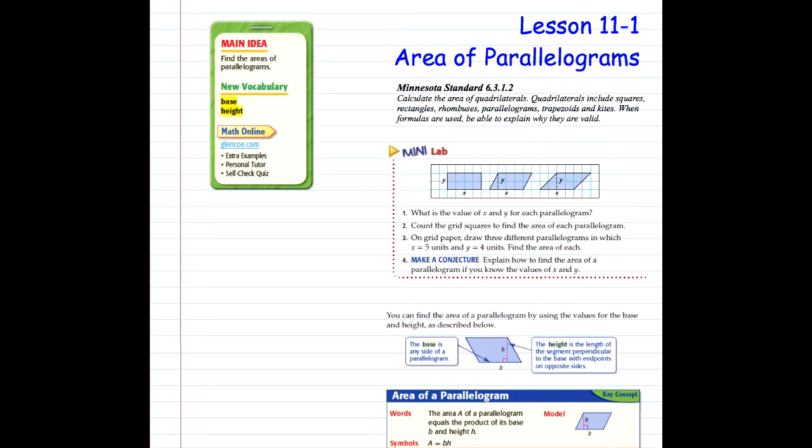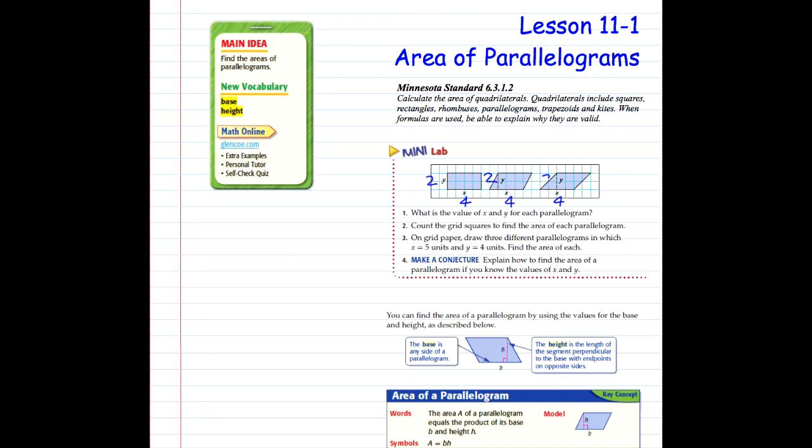This is lesson 11.1, area of parallelograms. What is the value of x and y for each parallelogram? In this one, x is 4, y is 2. In the second one, x is 4, y is 2. And in the third one, x is 4, y is 2.